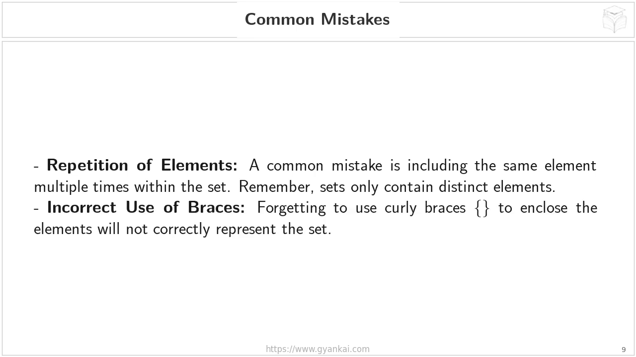This one seems simple, but it's surprisingly common. You absolutely must use curly braces, and we say curly braces to enclose all the elements of your set. If you forget to include them, you haven't properly defined a set in roster form. For instance, writing 2, 4, 6 isn't a set, it's just a list of numbers. The correct way is 2, 4, 6.